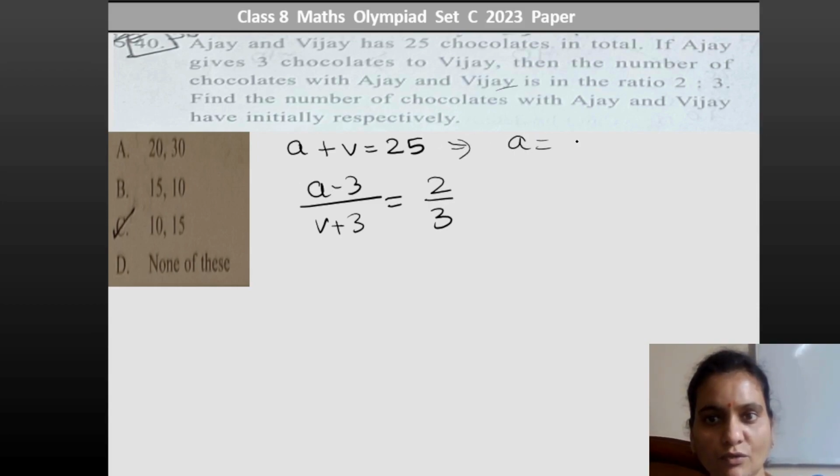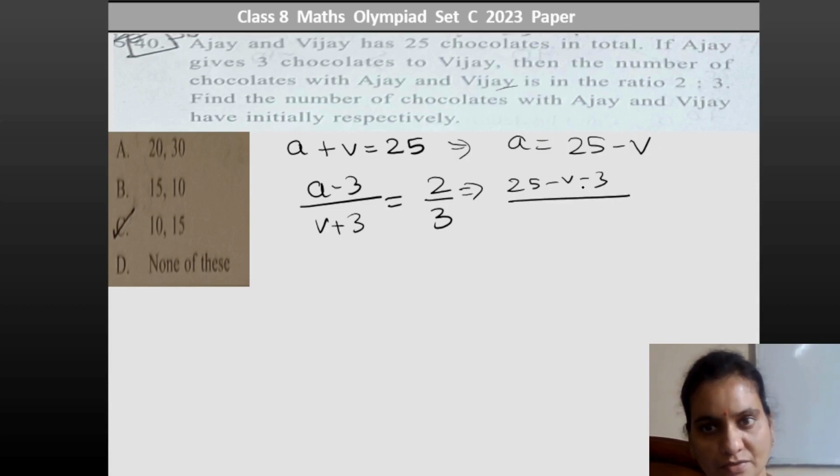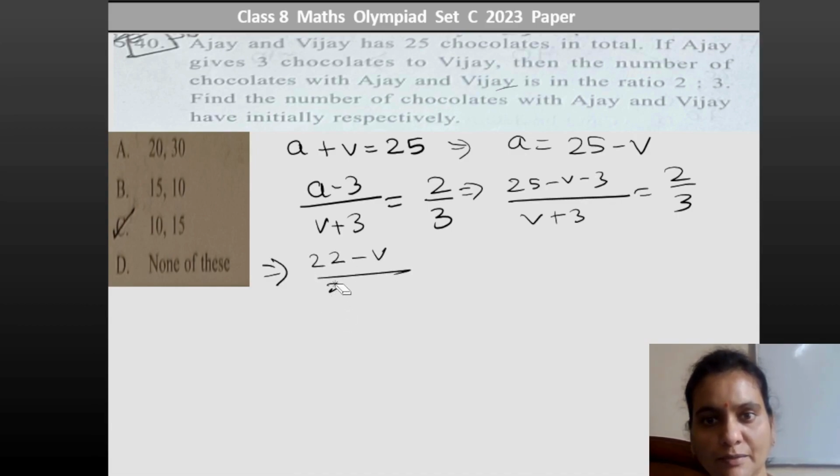So here instead of A, can I not write from here? A is actually what? 25 minus V. So instead of A, I'll write 25 minus V. I'll write it here instead to save some space. So it will be 25 minus V minus 3. Minus 3 is not going anywhere because instead of A, we are writing 25 minus V, so minus 3 will stay here. So V plus 3 is equal to 2 by 3. Rest everything remains the same. So 25 minus 3, how much is it? 22. (22 minus V) by (V plus 3) equal to 2 by 3.